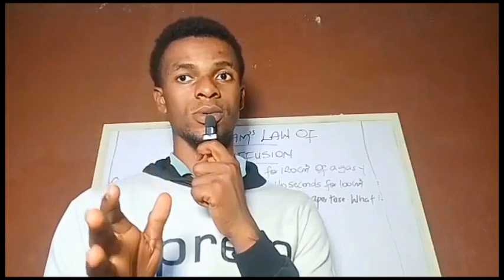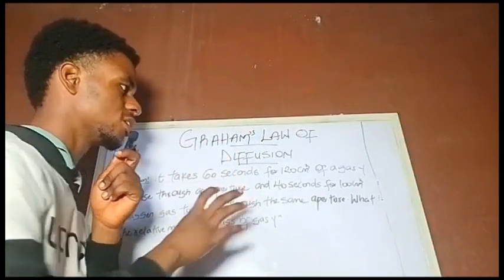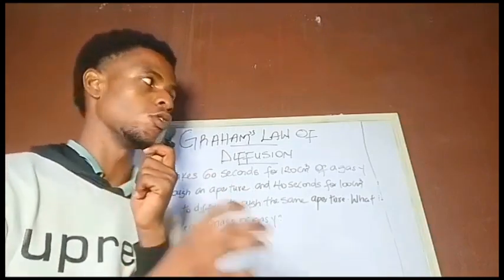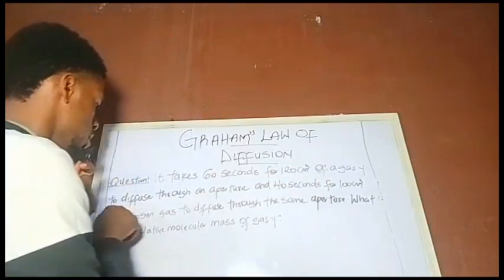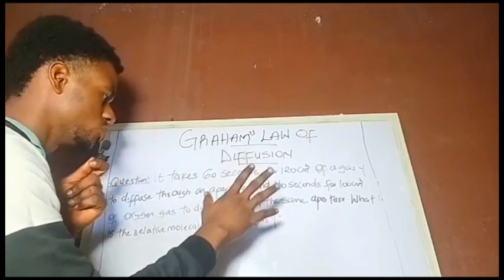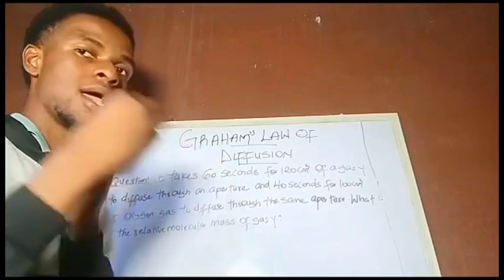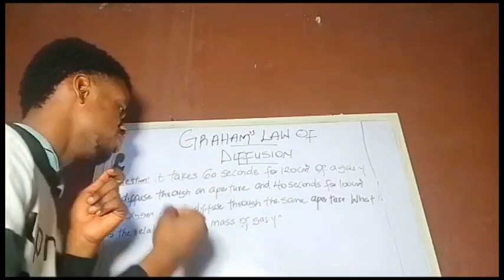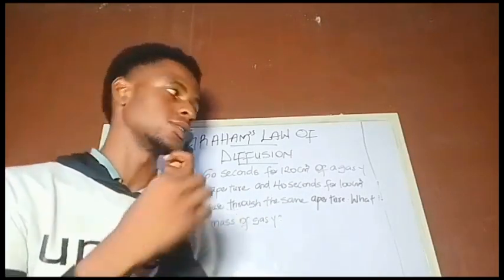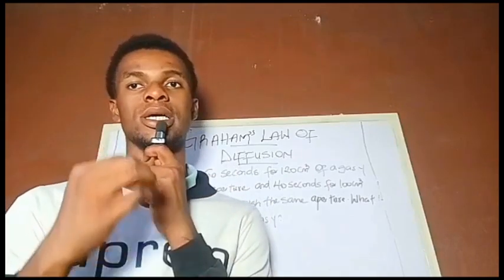Now I'm going to leave you with this question. They said it takes 60 seconds for 120 centimeter cube of a gas Y to diffuse through an aperture, and 40 seconds for 100 centimeter cube of oxygen gas to diffuse through the same aperture. What is the relative molecular mass of gas Y? Now I want you to do this and tell me your answer in the comment section.